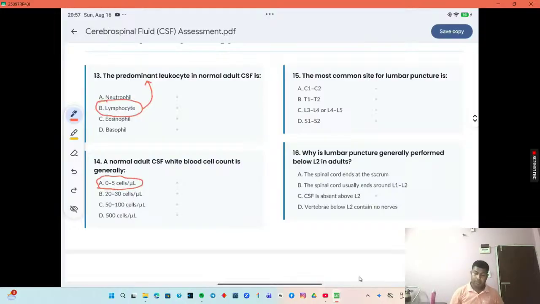Okay. So now the next question is, the most common site for lumbar puncture is. What is the most common site for lumbar puncture? The most common site for lumbar puncture is L3 to L4 or L4 to L5. Okay.